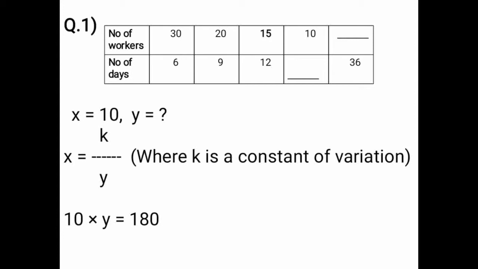10 into y is equal to 180. I wrote in cross multiplication form, but I have substituted the value of x, 10, and the constant of variation k, I have substituted the value 180. You have to find y, which means you have to find the number of days. Multiply this. 10 into y is 10y. 10y is equal to 180. You have to find the value of y now.